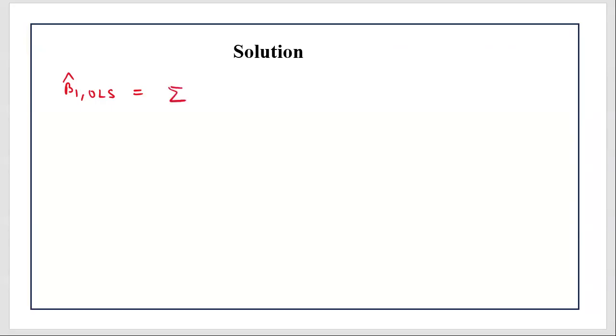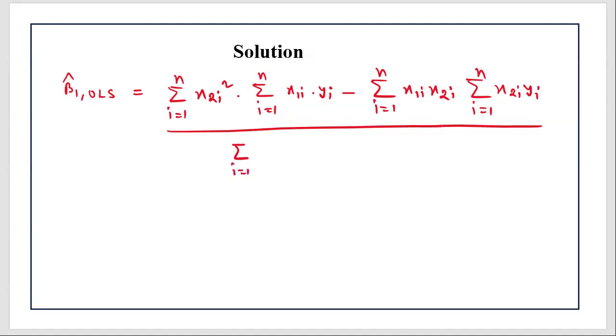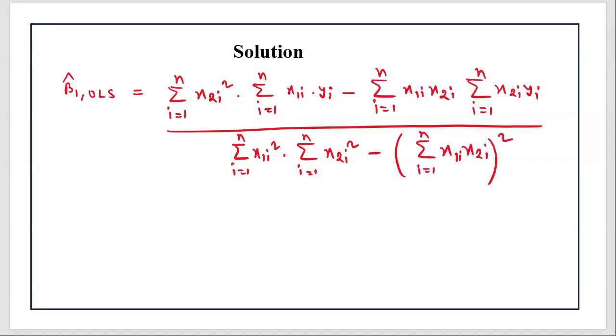Beta 1 cap OLS will be: summation i from 1 to n x2i square into summation i from 1 to n x1i yi, minus summation i from 1 to n x1i x2i into summation i from 1 to n x2i yi, the whole divided by summation i from 1 to n x1i square into summation i from 1 to n x2i square, minus summation i from 1 to n x1i x2i, whole squared, right? So this was the entire formula of beta 1 cap.